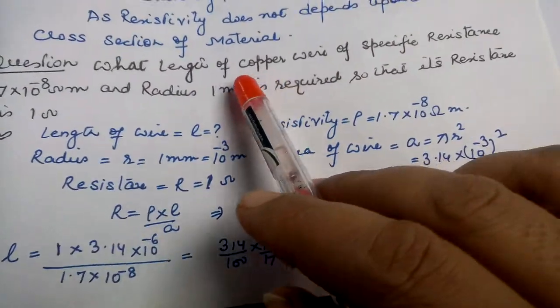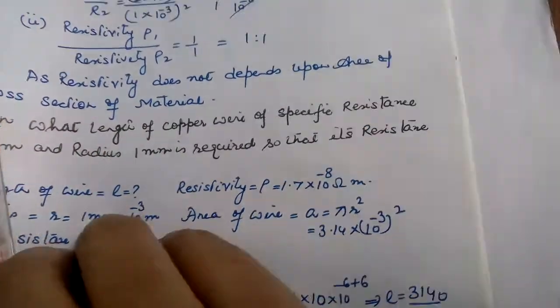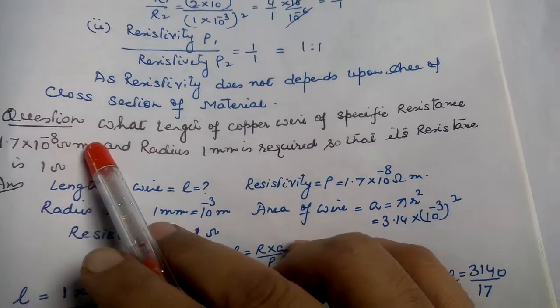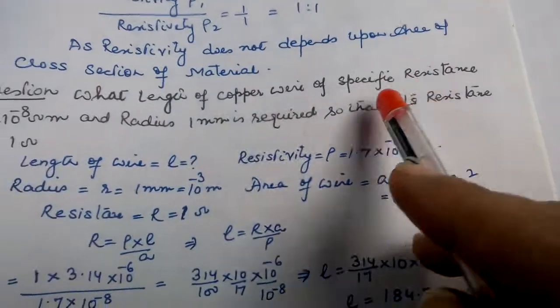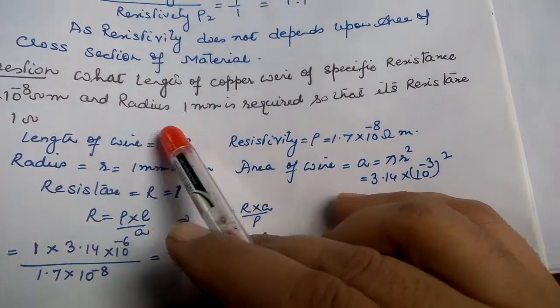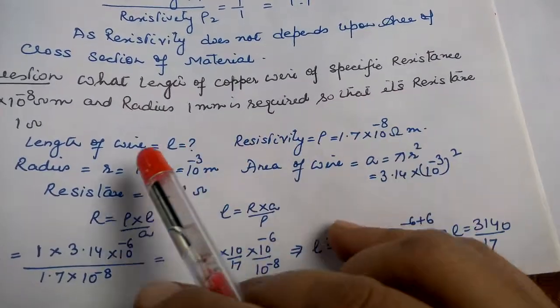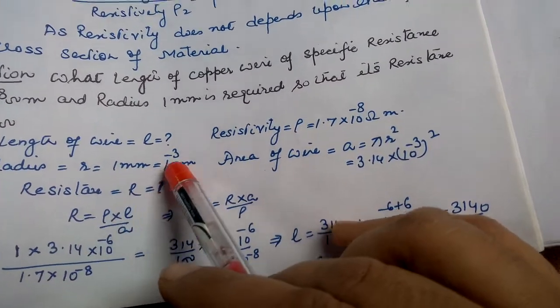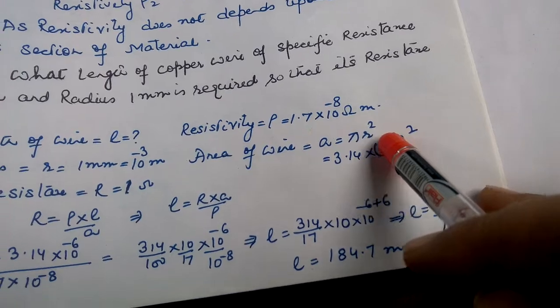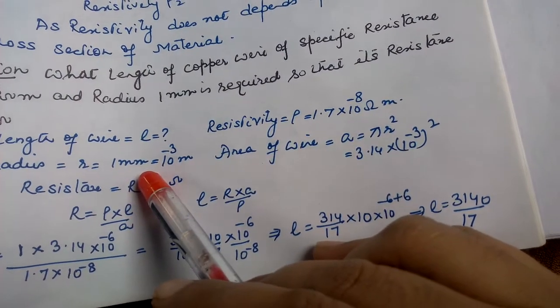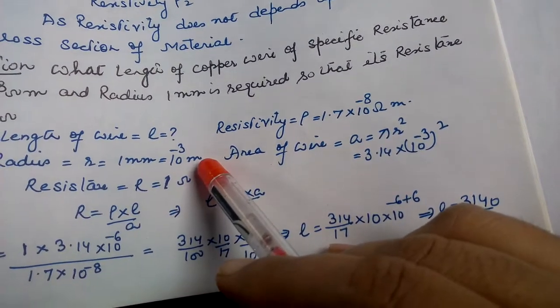Next type of question. What length of copper wire, whose specific resistance is given and radius is given, is required so that its resistance is 1 ohm? Resistivity is given, radius is given. With the help of the radius we can find out the area, but be careful, here the radius is given in millimeter, you have to convert it into meter.